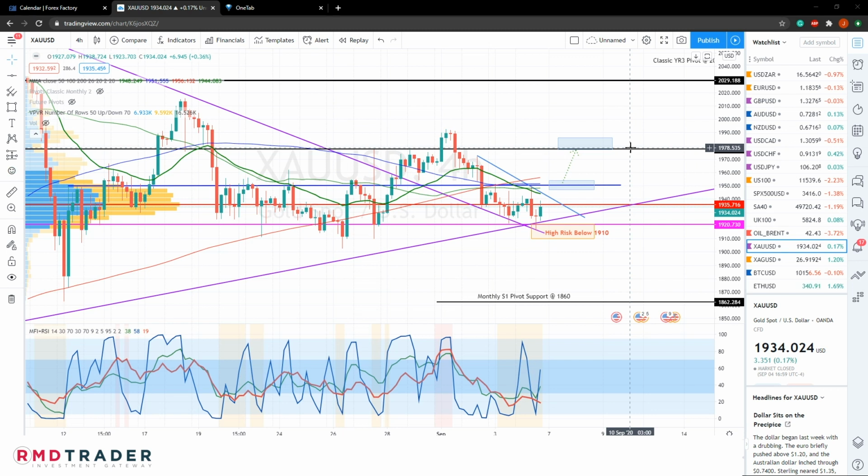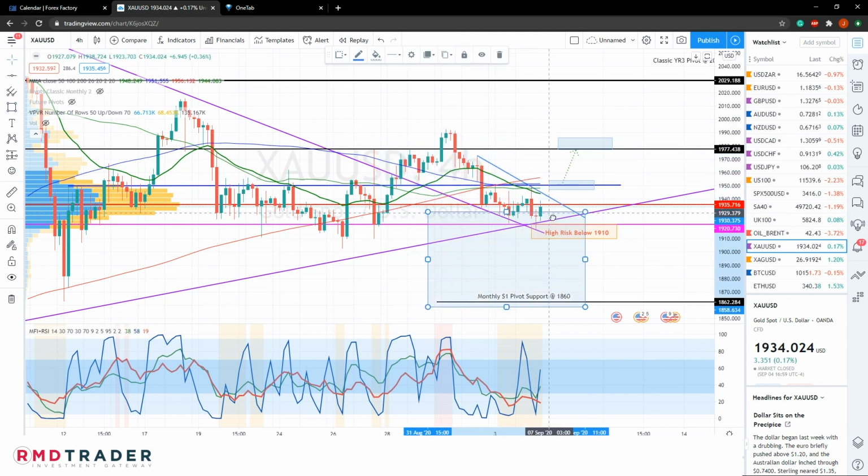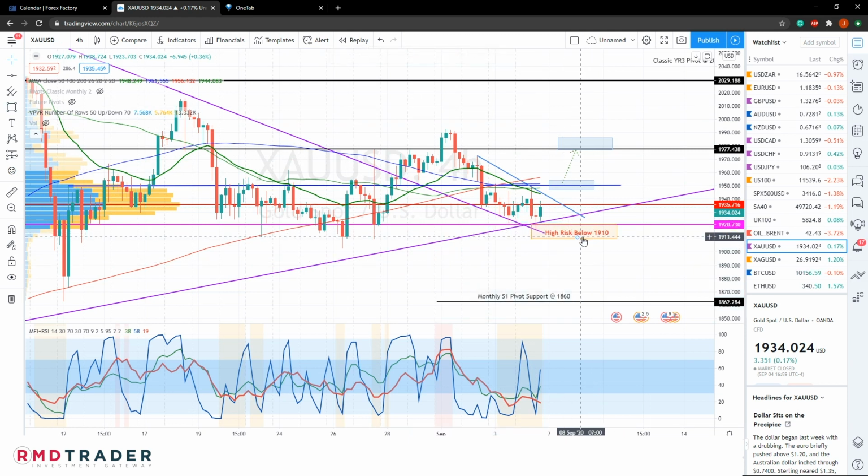possibly taking us higher towards 1978 to 1980. And of course, in a scenario where we would see price move into this high risk area below 1920 and above 1910, any close or any bearish price action below this will take us towards, or probably see a sell off towards this monthly S1 pivot at 1,860. And that will also coincide with this target, which is projected lower. So yeah, just keep an eye out for that high risk area.